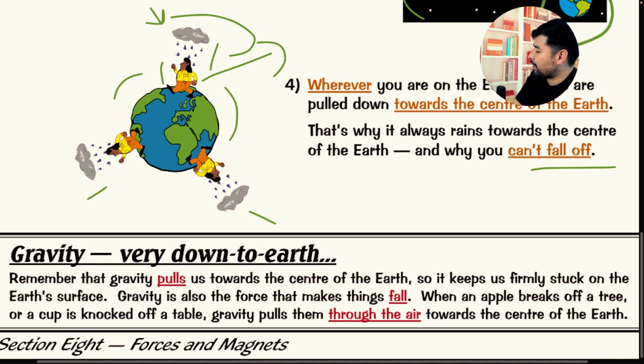Gravity, very down to Earth. Remember that gravity pulls us towards the center of the Earth. So it keeps us firmly stuck on the Earth's surface. Gravity is also the force that makes things fall. When an apple breaks off a tree or a cup is knocked off a table, gravity pulls them through the air towards the center of the Earth.